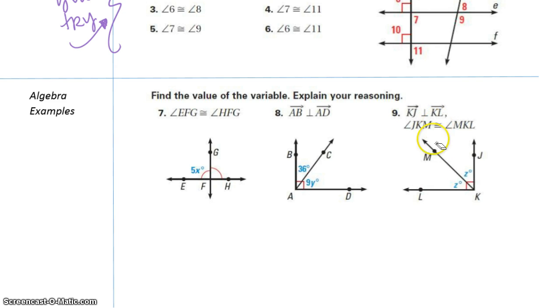KJ is perpendicular to KL. And look, they did that already. They put the box in there for us. The next thing they say is angle JKM is equal to angle MKL. Well, look, they took care of that. They labeled both of them Z. They're both exactly the same.